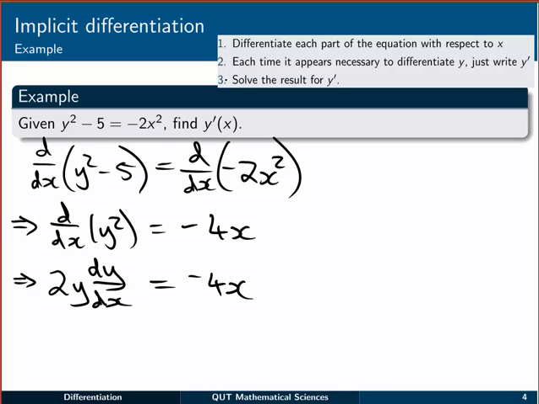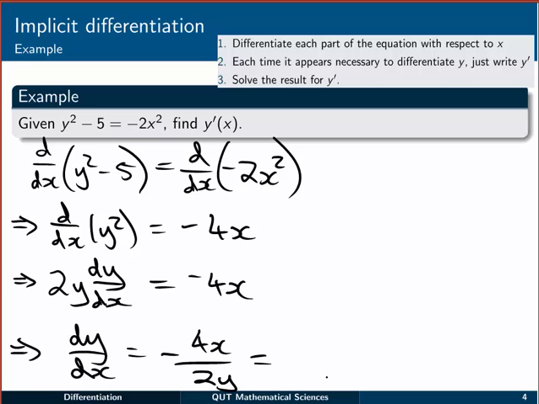Finally, at step 3, we've got to solve the result for y dash, or dy dx. So we're just going to rearrange things. So we end up with dy dx is equal to minus 4x on 2y. And cleaning that up a little, we can cancel some 2's, and we end up with minus 2x over y. So our derivative there, dy dx, is itself an implicit function, or an implicit relation, minus 2x over y. So there we've got our first example of implicit differentiation.